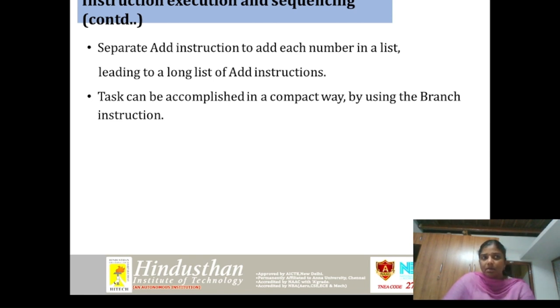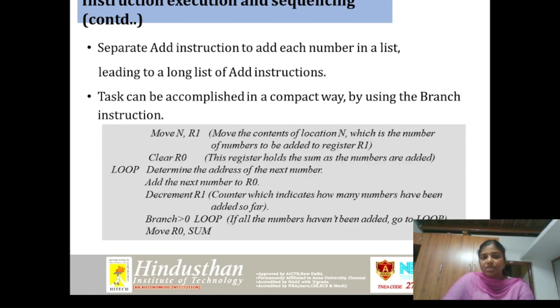There is a method to accomplish this in a compact way by using a branch instruction. Consider this: move N, R1, and then we clear the value of R0, and we use a concept called a loop. A loop means it will repeat the same steps by replacing the value. First it will add R0 and R1 and store the value in R1. Next it will perform the loop.